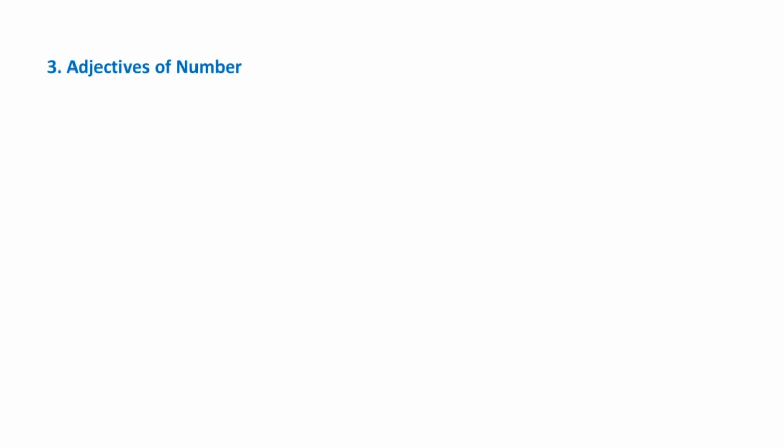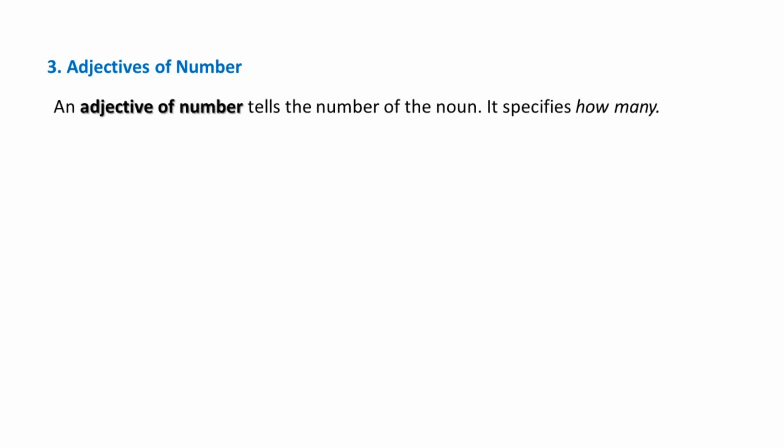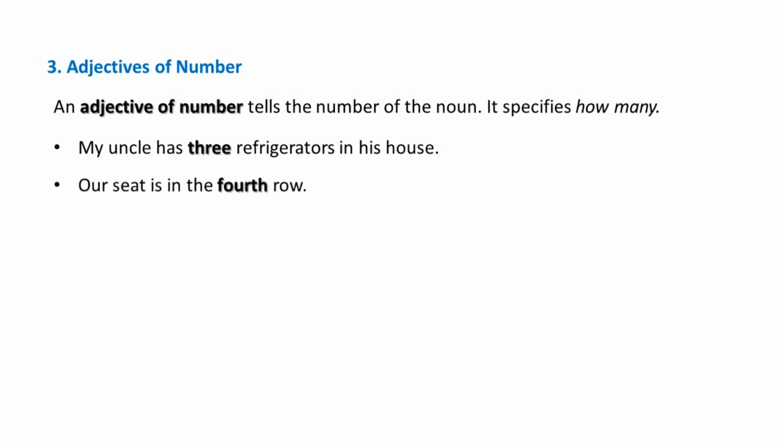Another kind of adjectives are adjectives of number. An adjective of number tells the number of the noun. It specifies how many. Let us look at some examples. My uncle has 3 refrigerators in his house. Our seat is in the 4th row. Several species of birds migrate to India in winter.